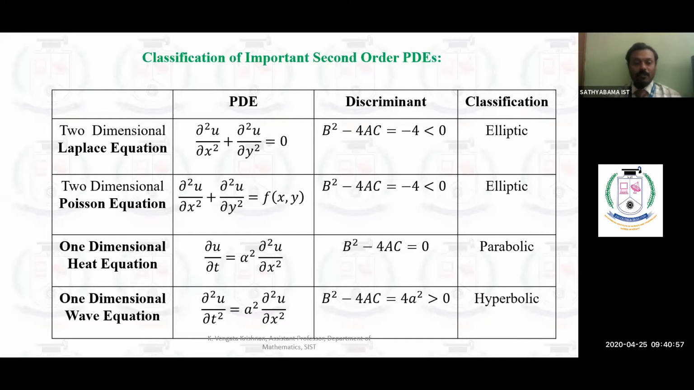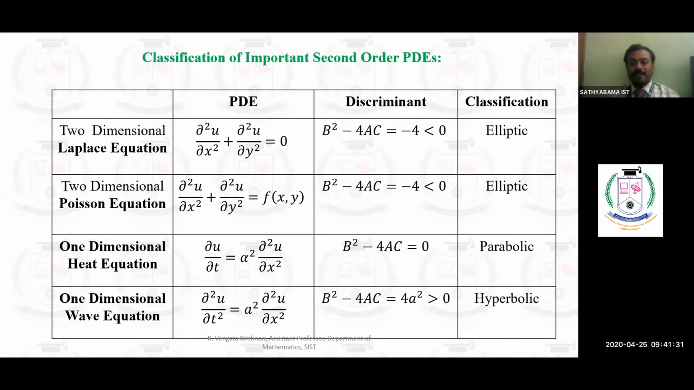Here also A is 1, C is 1, B is 0. Therefore B² minus 4AC is minus 4, which is less than 0. So it's an elliptic equation. Next we discuss the one-dimensional heat equation. Here, as we already saw in quasi-linear equations, only the higher order terms, that is the terms that contribute to the order of the differential equation, alone play a role in classification. So we can leave out ∂u/∂t.